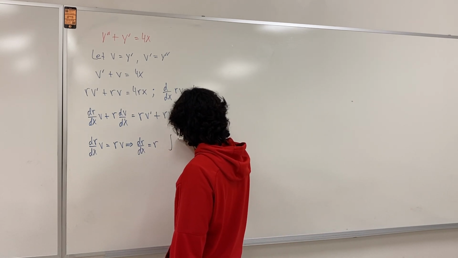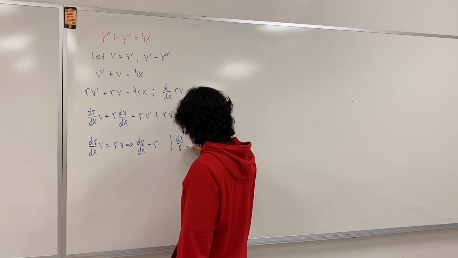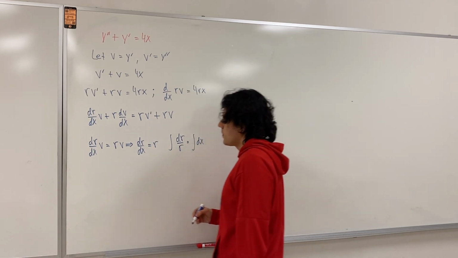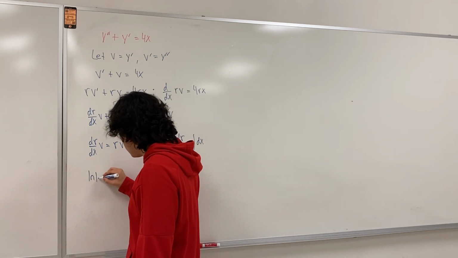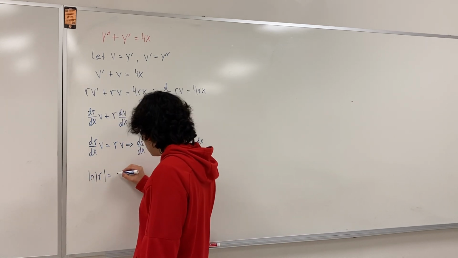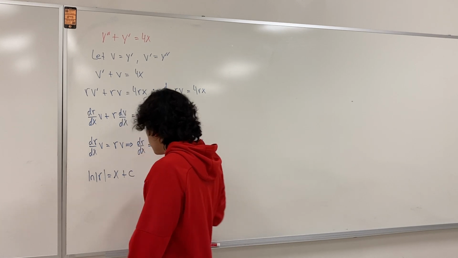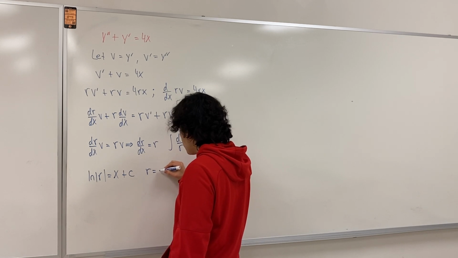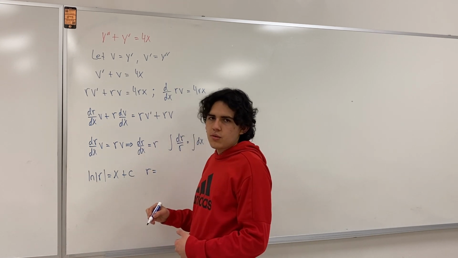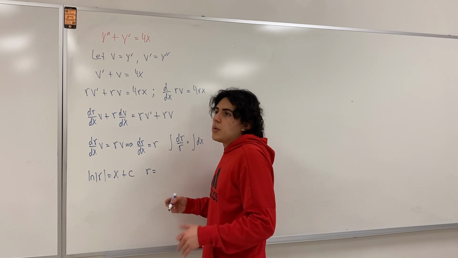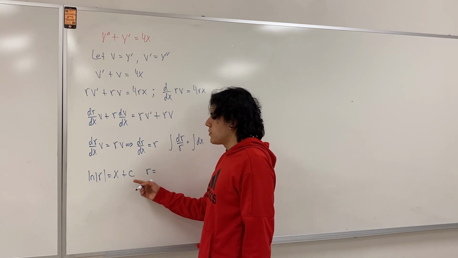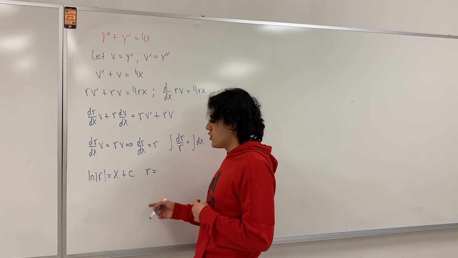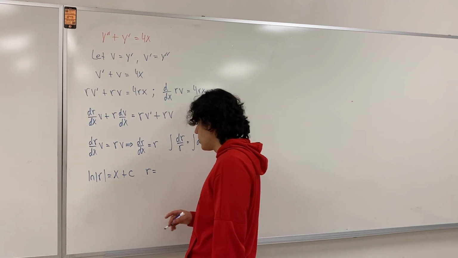We can say the antiderivative of dr over r is equal to the antiderivative of dx, okay? And that's going to give us ln of the absolute value of r is equal to x plus c, meaning that for r, we can exponentiate both sides of the equation, and we're going to have a constant. Typically, we let this constant be 0. If you exponentiate 0, that's going to give you 1. We can let this constant be anything that fits our needs and simplifies our calculations. In this case, letting c equal to 0 is the best decision.